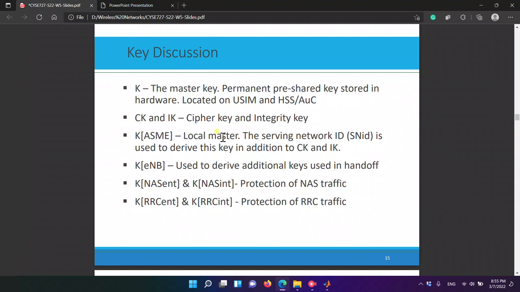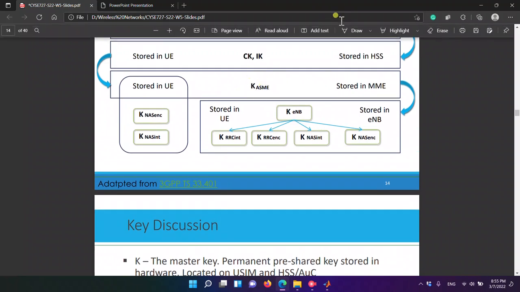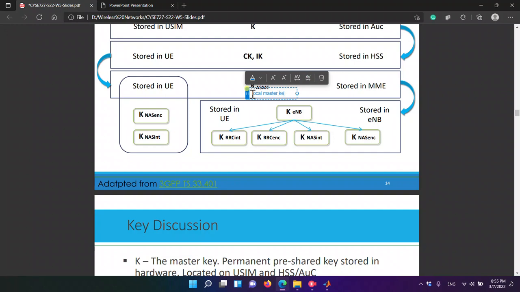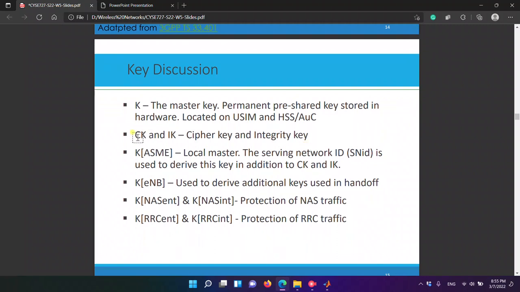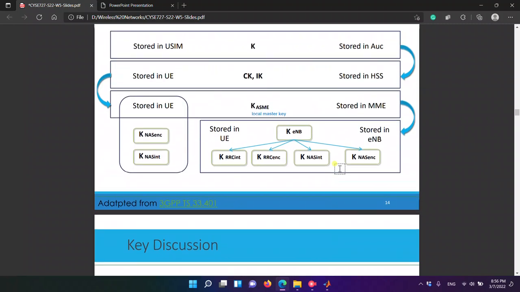Key discussion. So K is the master key. Wow, okay, so we have a master key and a local master. All right, so this is a local master key. Let's write down local. It's the permanent pre-shared key stored in the hardware, which is the big master key. It's located in the universal SIM and the authentication center or the home subscriber service. We have the cipher and the integrity keys. The key ASME is the local master. It's the serving network ID. The serving network ID is used to derive this key in addition to the cipher key and integrity key.